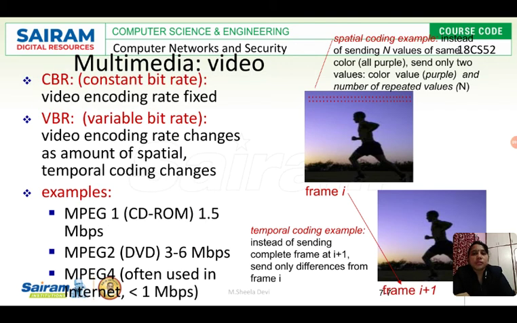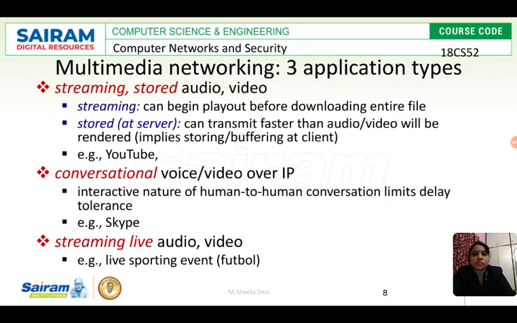Multimedia video can be encoded in two different types: constant bitrate and variable bitrate. If the rate at which the encoding is done is fixed, then it is called constant bitrate. If it is variable, then it is called variable bitrate, that is, it changes.